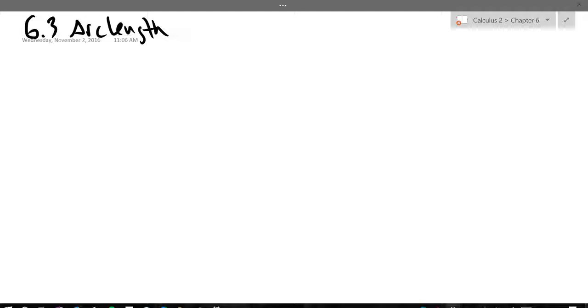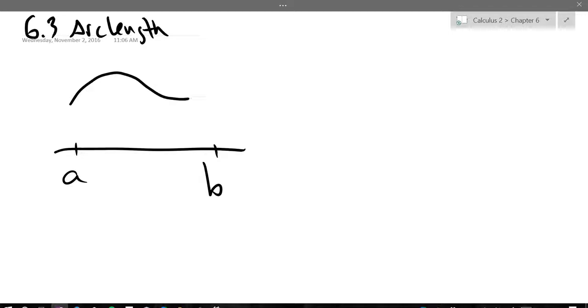So first doing arc length, let's think about a curve from A to B. Here's our curve. Arc length is very much not area under a curve. It is the actual distance you would travel if you went from the first point to the last point along this road right here. So how do we do that?